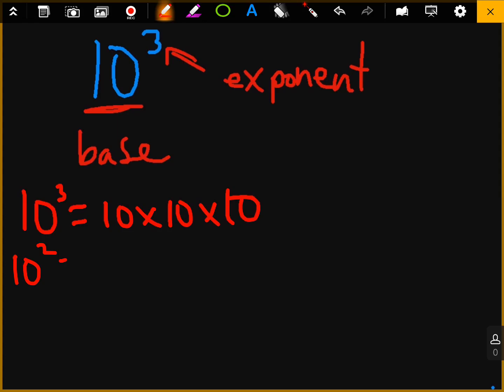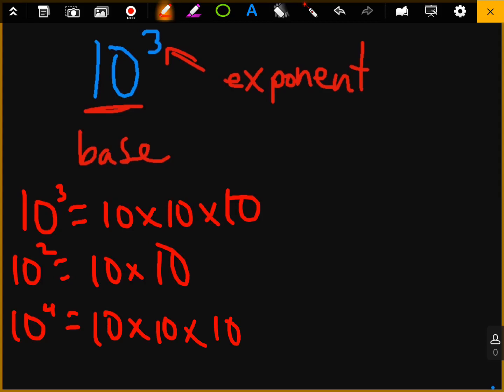So 10 to the third power is the same as 10 times 10 times 10. 10 to the second power would be the same as 10 times 10. And 10 to the fourth power is the same as 10 times 10 times 10 times 10. 10 to the first power is just 10. And 10 to the 0 power is 0.